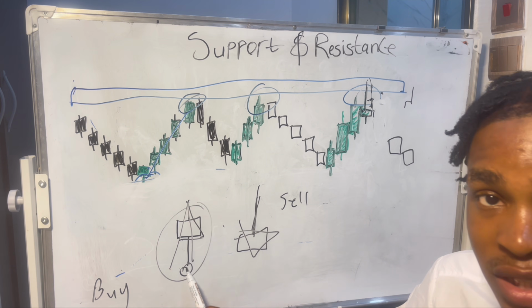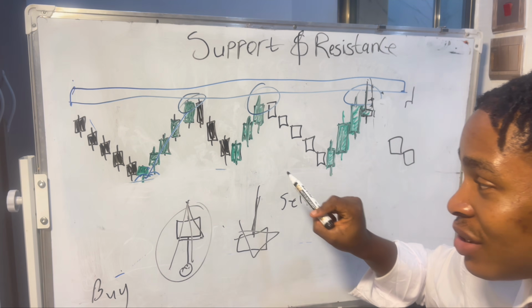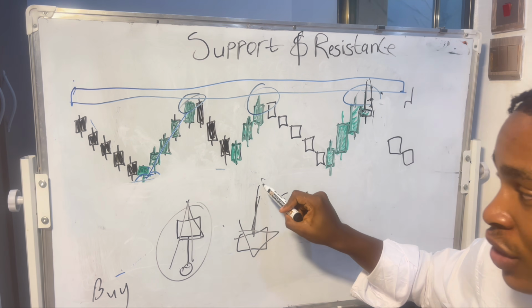If it's at a support, you have to wait for this type of rejection. If it's at a resistance, you have to wait for this type of rejection.